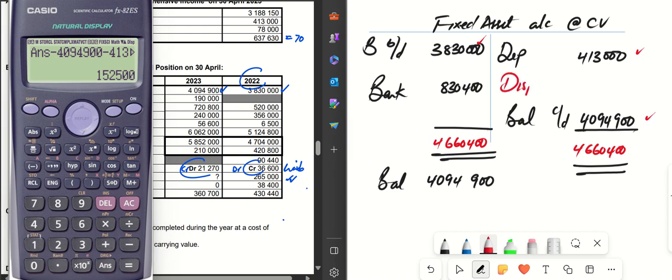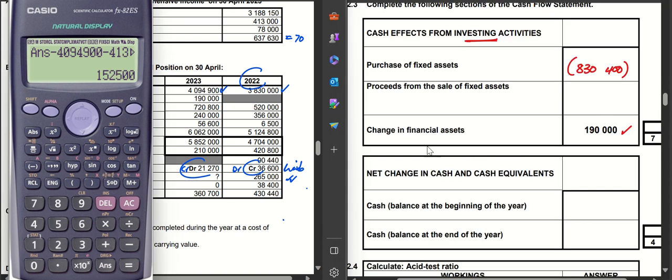So this is my disposal, 152,500. That becomes my disposal. Remember what I've been looking for. I wanted the proceeds from sale of fixed assets. That is my 152,500. If I'm to show calculations, therefore, I am now going to say, remember what I added?